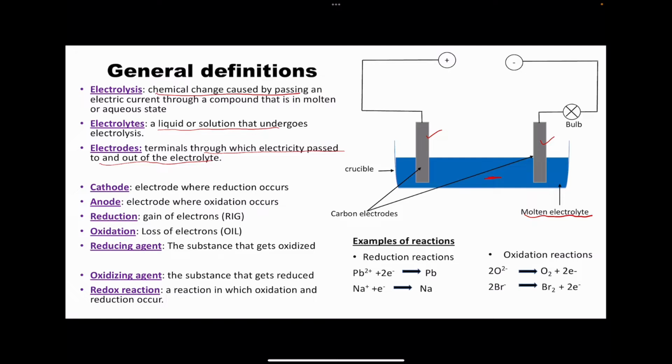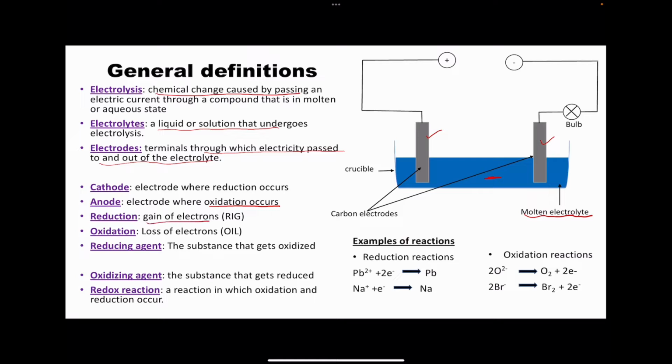The next part, we're going to talk about the cathode. The cathode is where reduction occurs. The electrode that carries out reduction, or where reduction occurs, that is the cathode. And the anode is the electrode where oxidation will occur. Oxidation is loss of electrons. So the electrode where electrons will be lost is the anode, and the electrode where electrons will go to is the cathode.